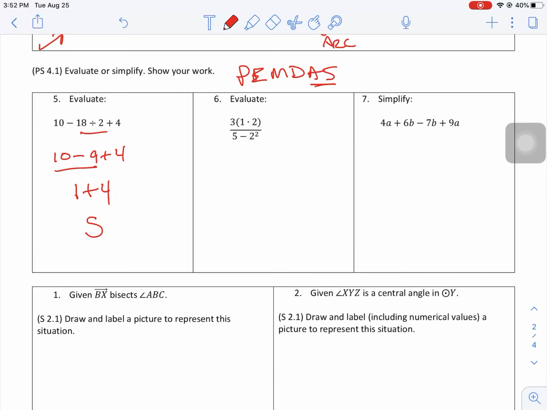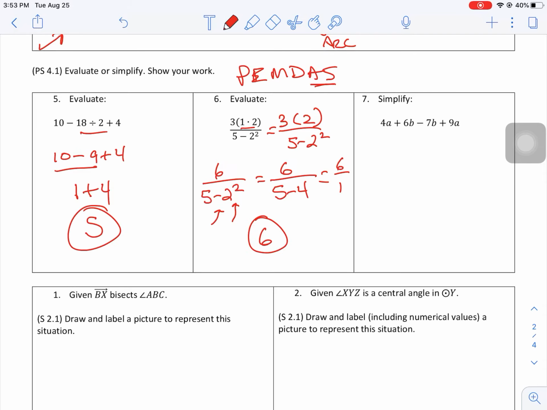Up here, number 6, remember you do the top stuff. All right, we do the top first, so I'm going to do inside the parentheses. So that's 3 times 1 times 2 is 2. That's over 5 minus 2 squared. I'm going to do the top still. 3 times 2 is 6 over 5 minus 2 squared. Now I'm ready to do the bottom. I have subtraction and I have exponents. Do the exponent first. 6 over 5 minus 4. 2 squared, 2 times 2. 5 minus 4 is 1. 6 over 1, which is 6.